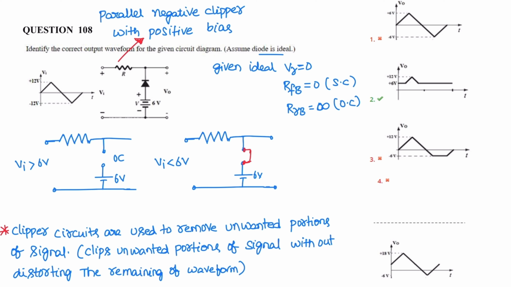Now the output voltage V naught is the entire input voltage. So V naught is equal to Vi. So in this case, V naught is equal to Vi.